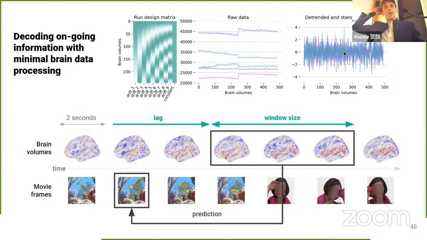Again, because of the delay in the hemodynamic response in the brain, an image that's seen at time t will only elicit a response that we can see in the brain later on in time. So we'll actually use brain data that was collected later to decode this particular image. How much later is called the lag, and we usually use a lag of 4 seconds. And how many brain volumes is called the window size, and we usually set a window size of 2 brain volumes.